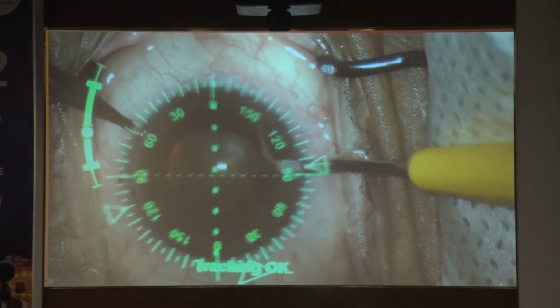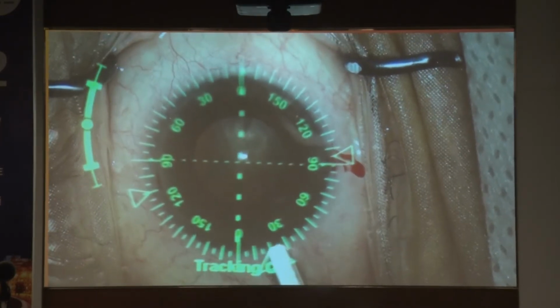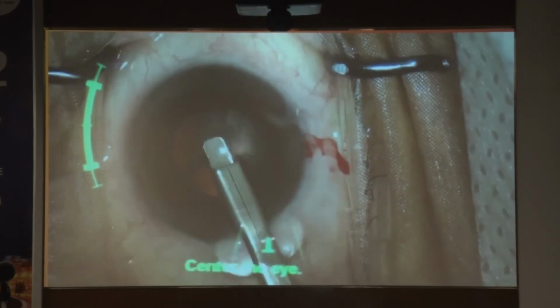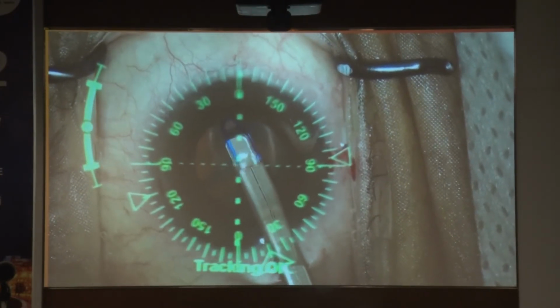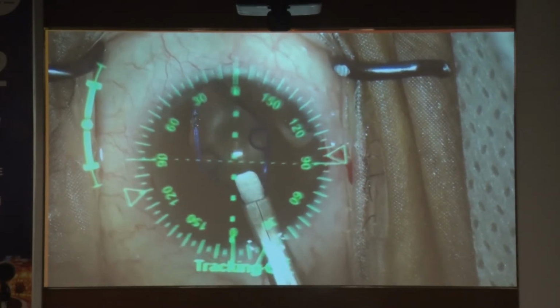You make your regular side port incisions. I insist on a 1 millimeter side port incision. The 2.2, and here comes the Malaysian ring. You always put it bevel down first, so it becomes easier to go in through the incision. If you go bevel up, you'll hook against the incision and cause a Descemet's detachment.